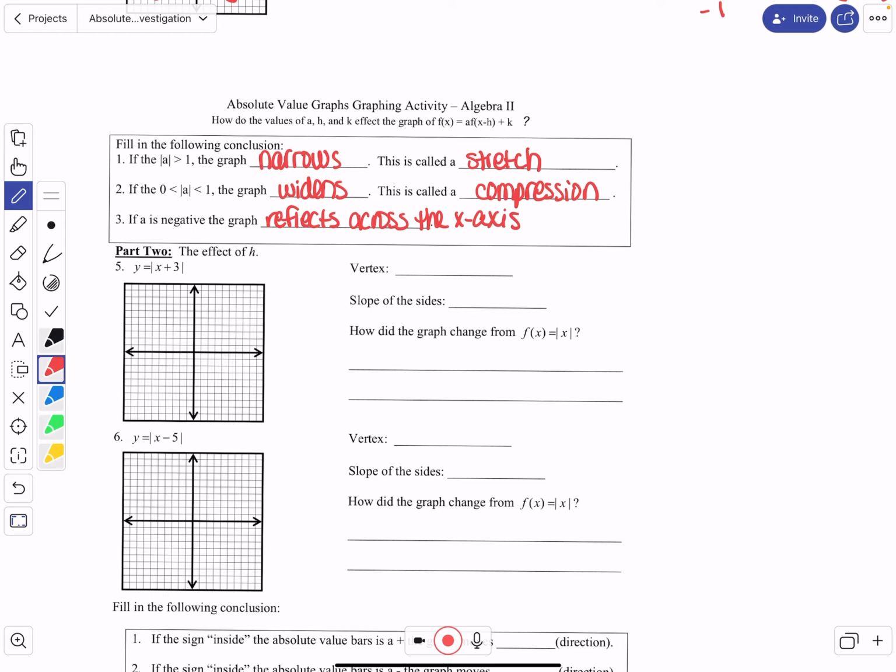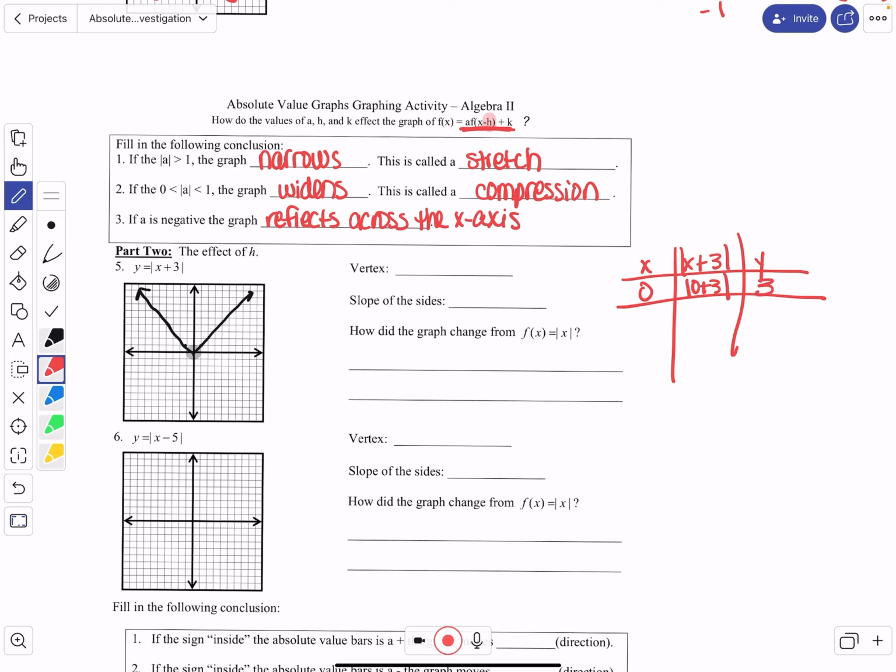Okay, so now let's look at the effect of h. In our general form up here, this is what we're referring to. Here is h. Notice h is on the inside. So let's look and see what the inside is doing. Okay, so if I do my basic graph here, and I do my table, if we do 0, absolute value of 0 plus 3 is going to be 3.